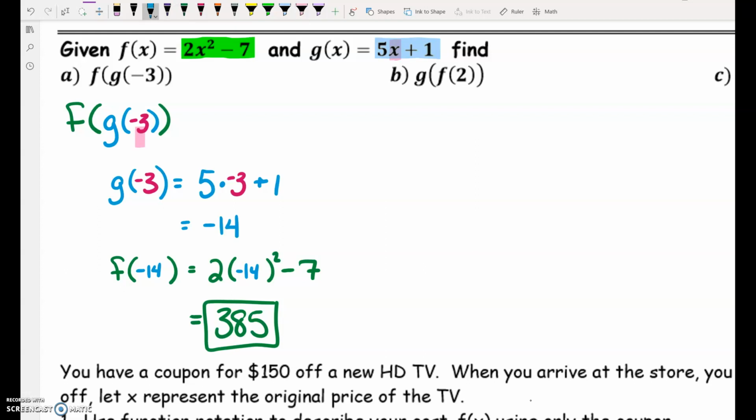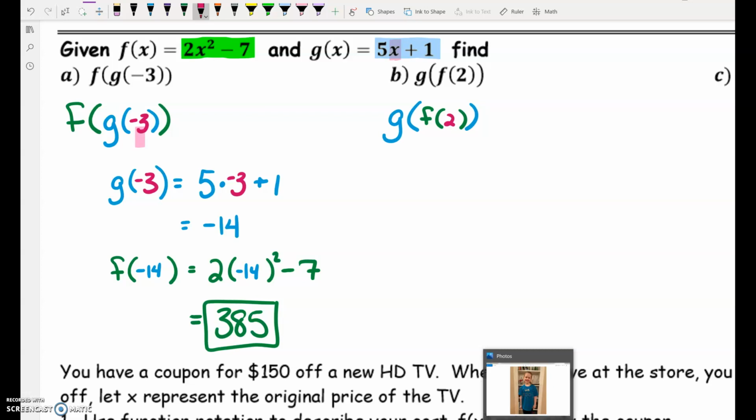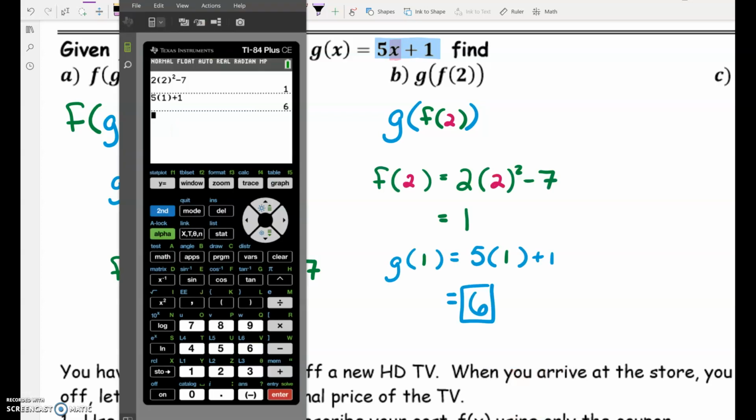In B, we are going to do g of f of 2. Starting in the middle, we're going to take 2, plug it into the f function, get an answer, plug that answer into the g function to get our final answer. It's basically like a 2-step process. So try that one on your own. So we take 2, we plug it into the f function. Don't forget the square because I like to forget squares apparently. And we get 1. Take 1, plug it into the g function, and you get 6. And that's your final answer.